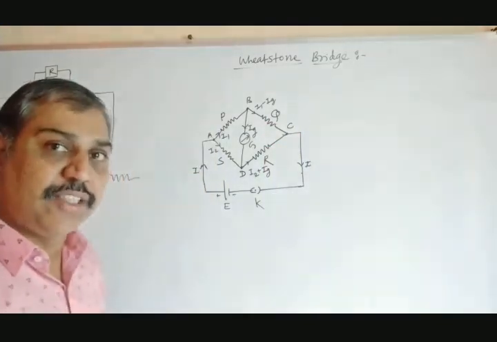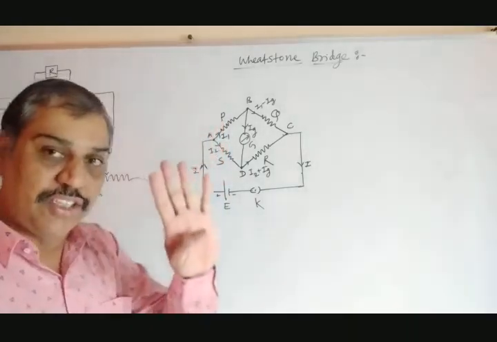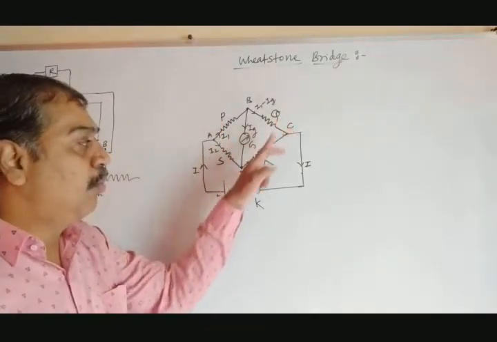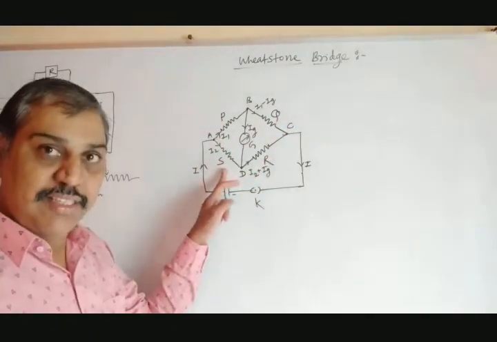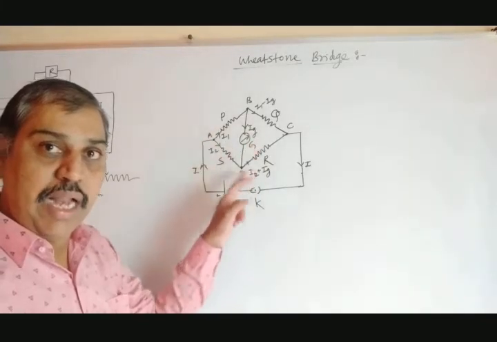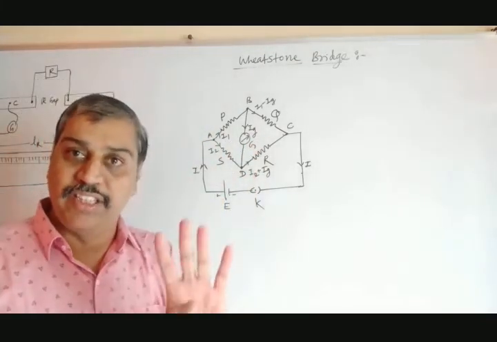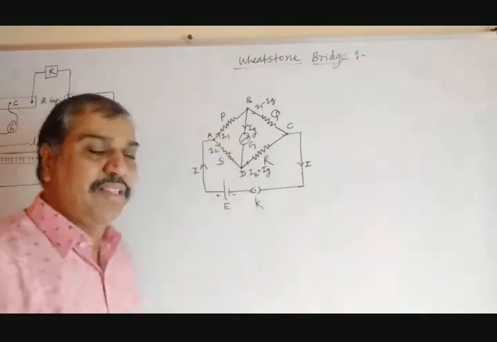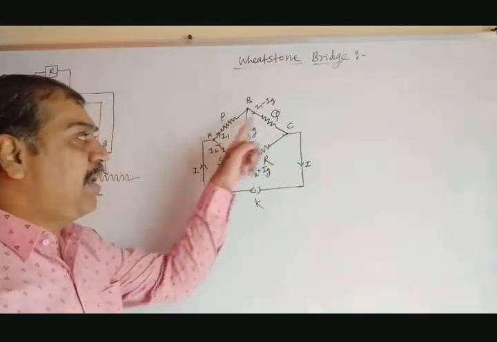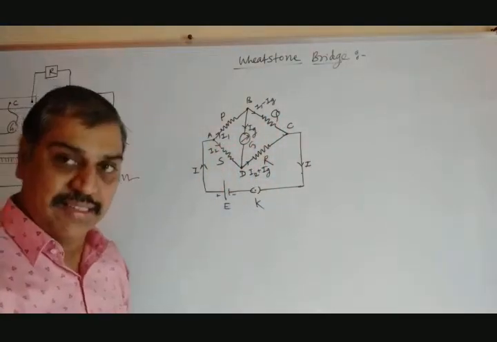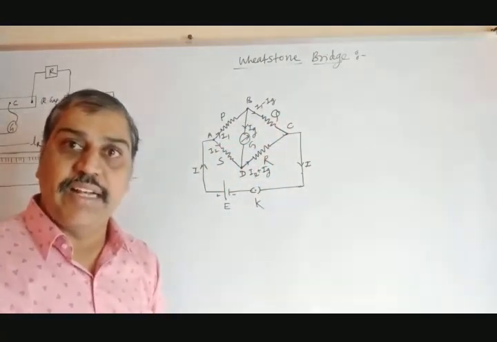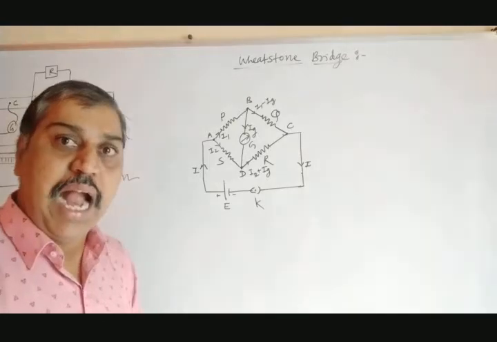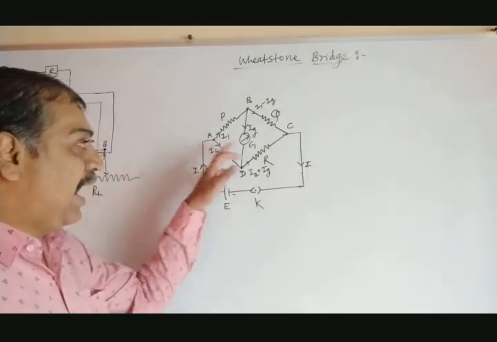So this bridge consists of, first of all, the four resistors P, Q, R and S. These P, Q, R and S are the four resistors connected in a quadrilateral. In this quadrilateral, every side has one resistance. This has P, this has Q, this has R, this has S. These are the four resistances connected on each side of the quadrilateral.